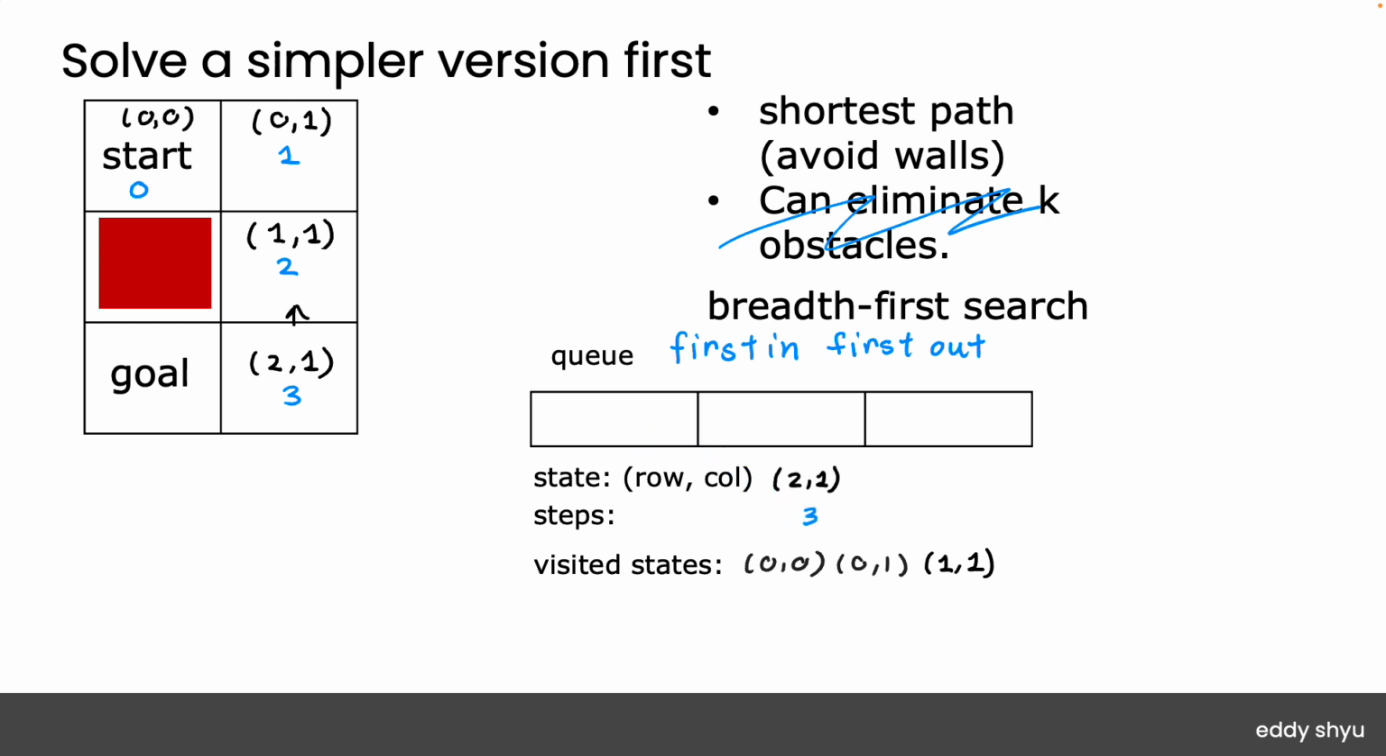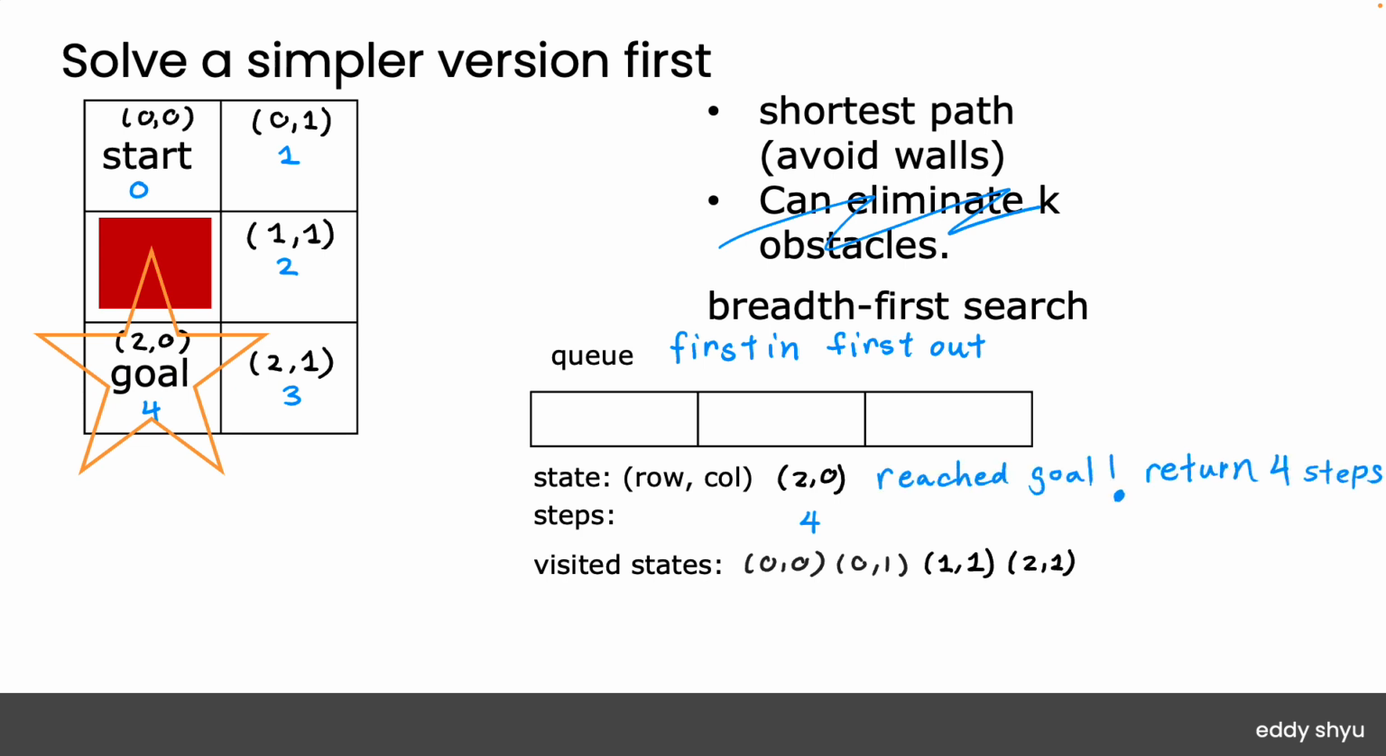Visit neighbors. We don't want to go up because we've already visited 1, 1. We can't go down because that falls off the grid. We can go left. We can't go right because it falls off the grid. So when we go left, that's going to be row 2, column 0, and it takes 4 steps to get there because 3 plus 1 is 4. So we're going to put that on the queue, and again, store the visited states. Now we pop off from the front of the queue, so row 2, column 0, and here's when we notice that we've reached the goal, and so we can return the number of steps, which is 4.